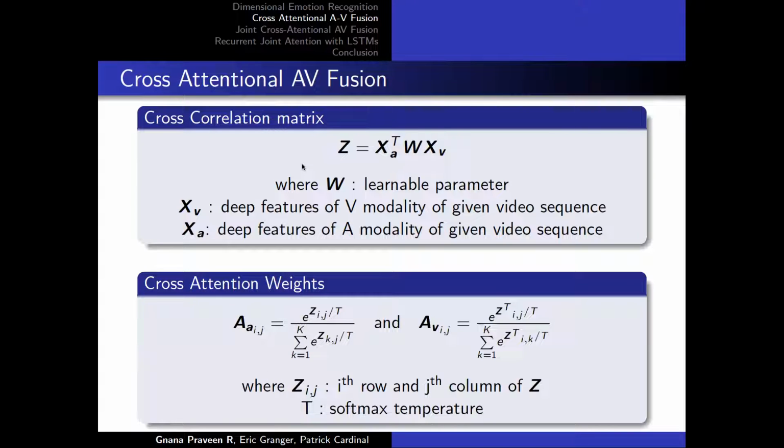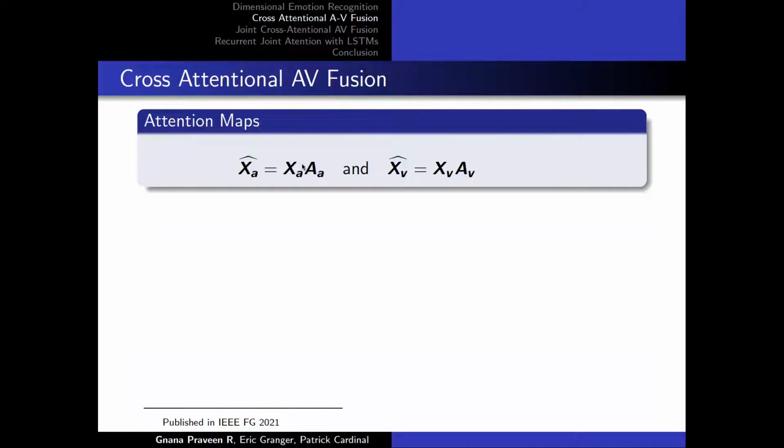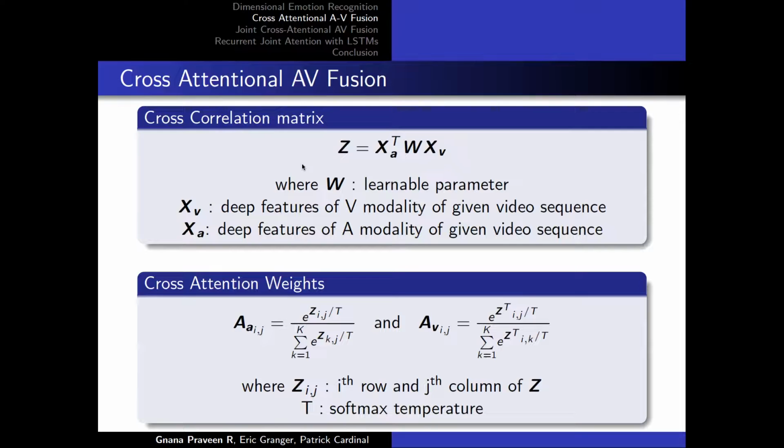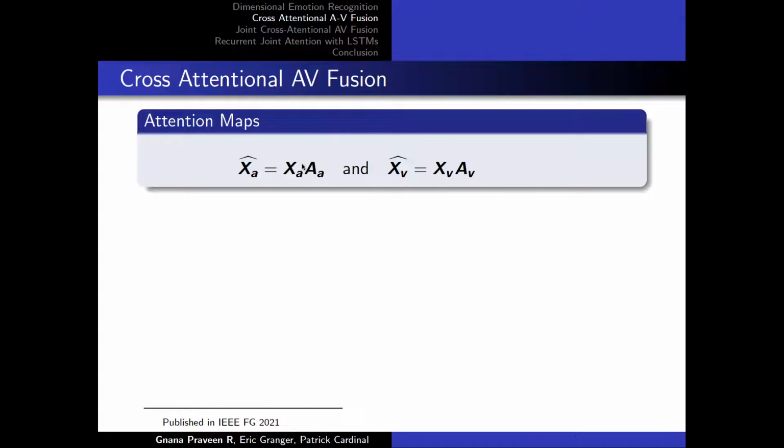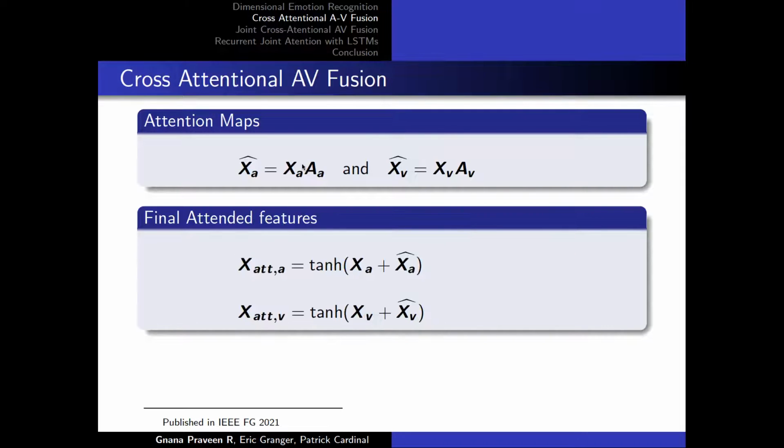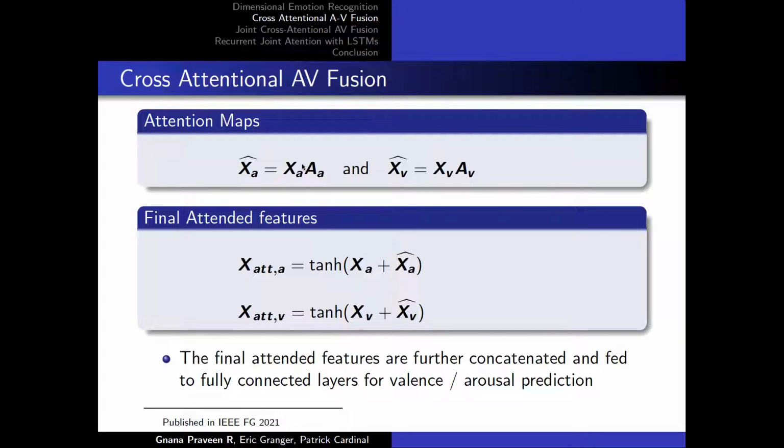And these are the cross attention weights, where we apply softmax on this matrix and obtain these cross attention weights. And these are the attention maps which we get from the attention weights. After we compute the attention weights, we use them to estimate the attention maps, and then finally we get the attended features using these equations, where we add the attention maps and the feature vectors to have the final attended features, which are further concatenated and fed to fully connected layers for final prediction of valence and arousal.